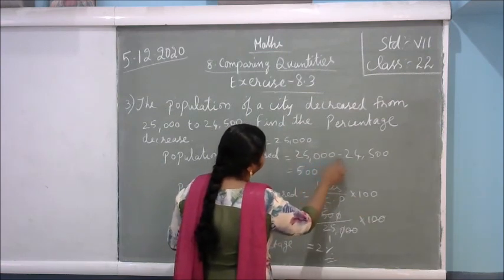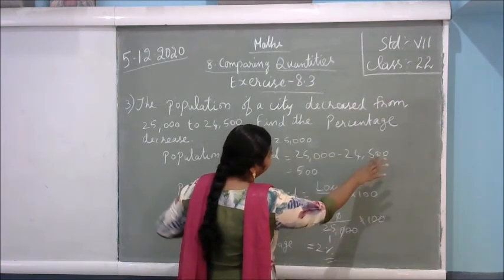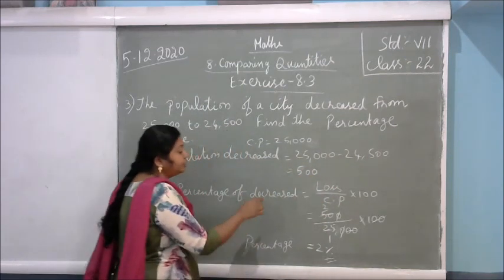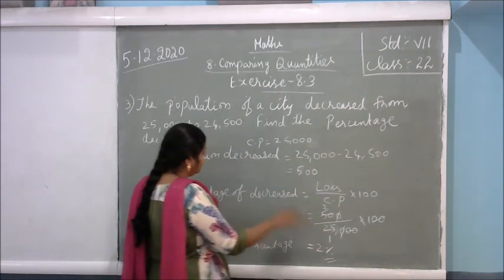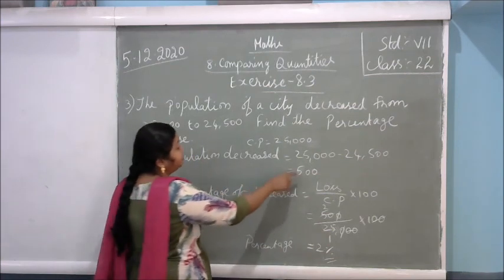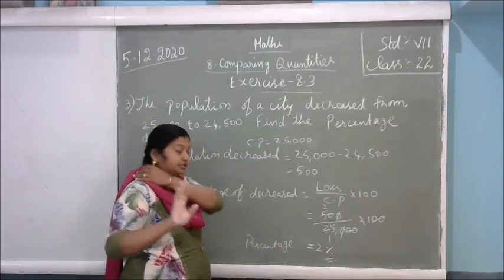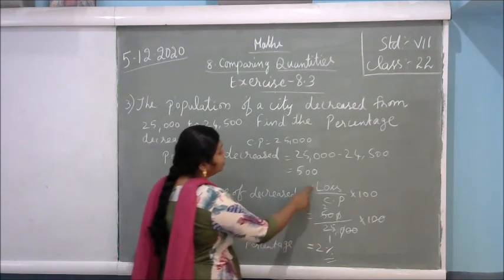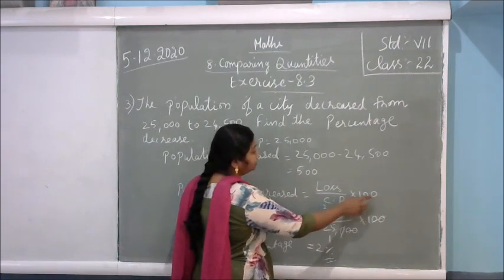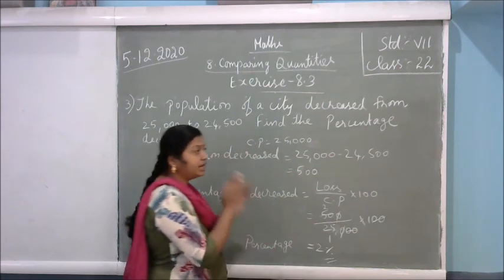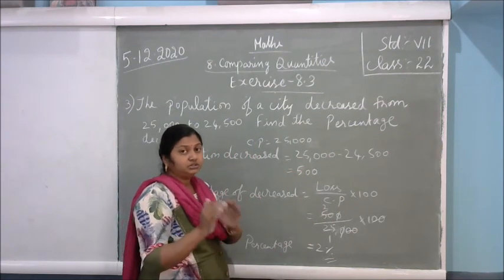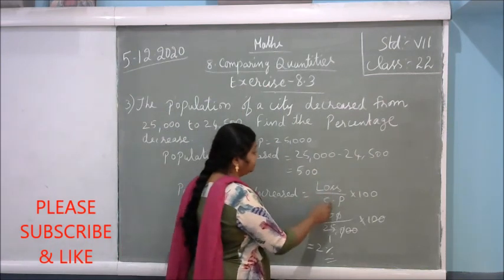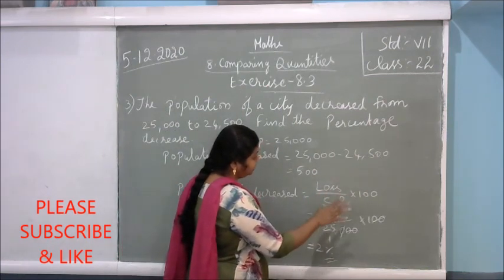From the 25,000 to 24,500 you should subtract. If you are subtracting, you will get 500. Okay, so 500 is reduced. Now for the 500 you should find out the percentage. To find the percentage of a decrease, it is loss divided by CP into 100. From the higher amount, only the loss decreased, that's why you take the loss. Loss divided by CP into 100.